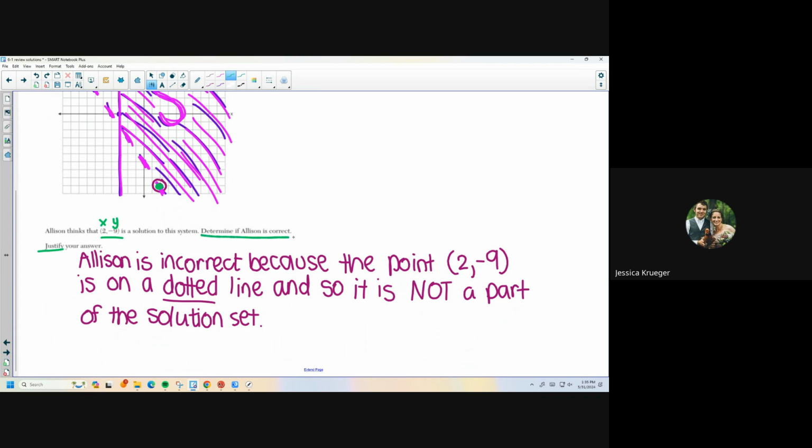The question is, determine if Allison is correct. This is not a yes or no question. Is she correct? So I said Allison is incorrect because the point (2, -9) is on a dotted line, and so it is not a part of the solution set. You want to specify how you determined that. You could plug the point in and show it makes the top inequality false, or you can write a sentence and explain how you knew based on your graph.